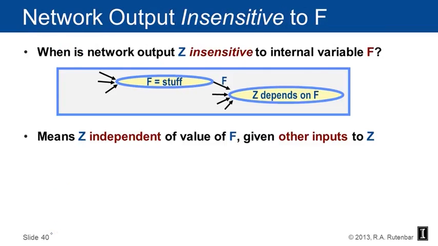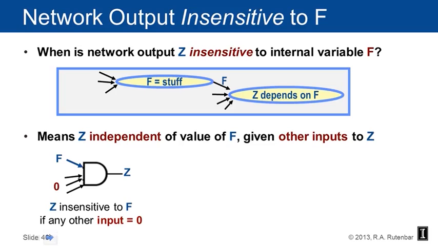Let's just talk a little bit about that insensitive thing. When is the network output Z insensitive to the internal variable F? And note that we've got 2 nodes here in my cartoon. There's an F equals stuff node with some arrows into it, and that has an arrow labeled F that goes into a Z node that says Z depends on F, and Z has some other arrows going into it. What it means for Z to be insensitive to F is that Z is independent of the value of F given some other inputs to Z. We can be clear about that with some little examples.